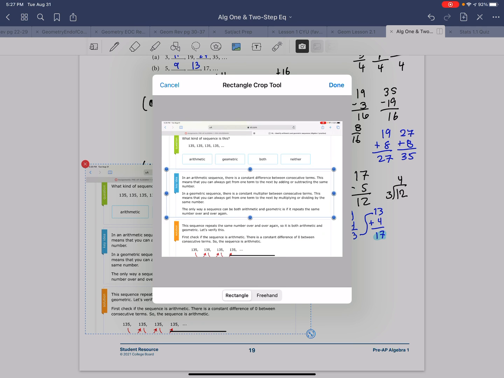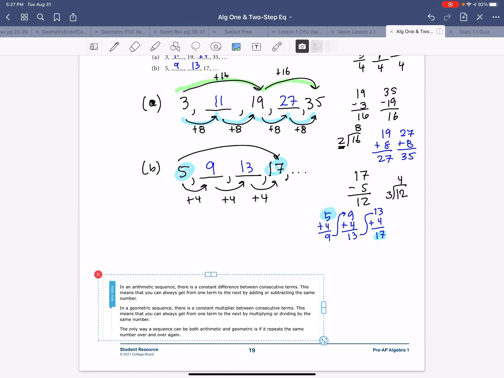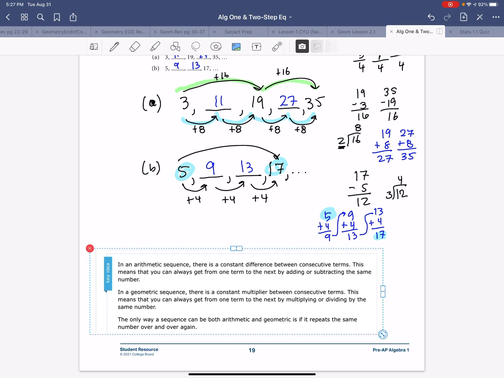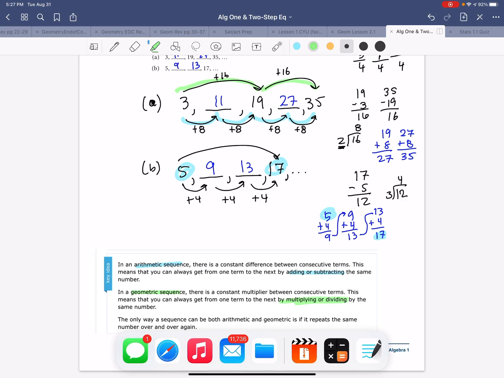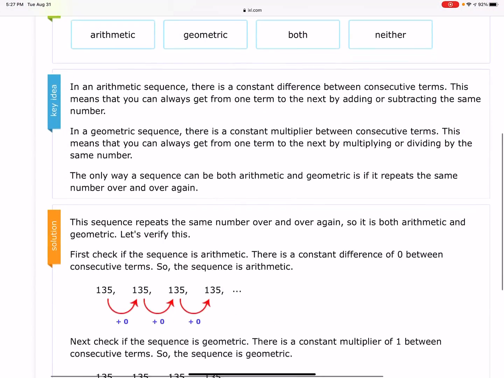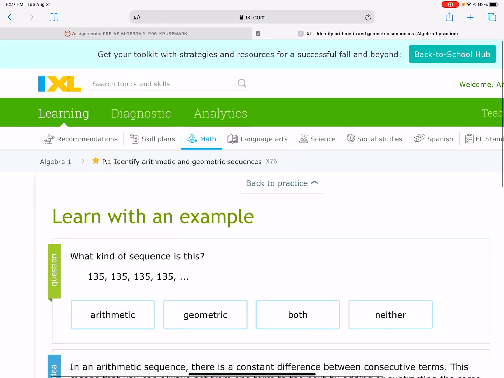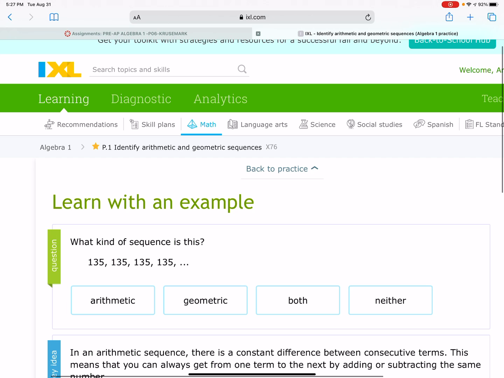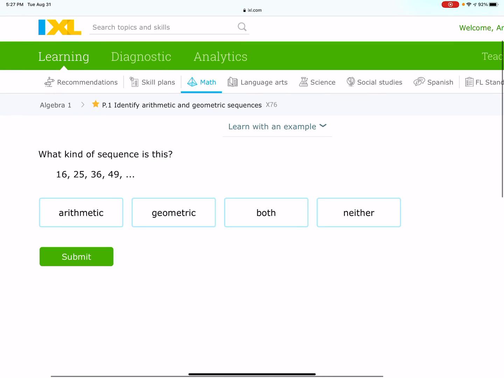It says in an arithmetic sequence, I'm adding or subtracting. And in a geometric, I'm multiplying or dividing. So we did go over that today. We just didn't confirm what it's called. All right. So now when you go back to this assignment, now that you know that you're multiplying each time or adding, that's how you can help solve that. Okay. So back to practice.